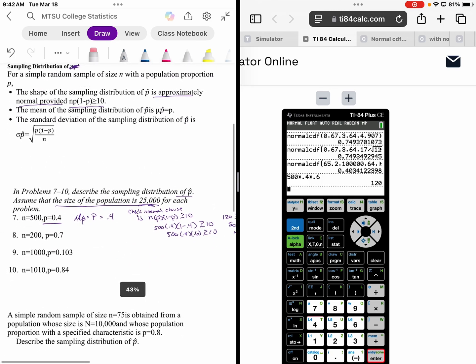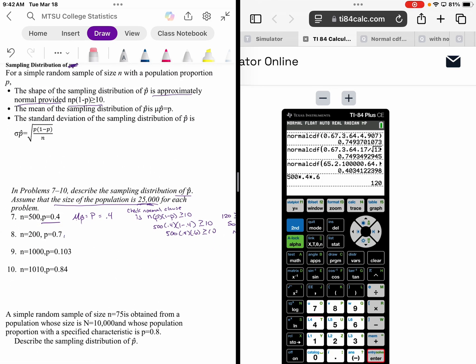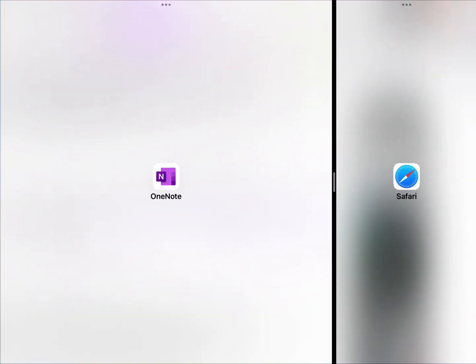All right, so for number 8, again, mu sub p hat is 0.7. Whatever p is, p hat is the same. Now I have to check the normal clause. Let me see if I can make that a little bit smaller. There we go.